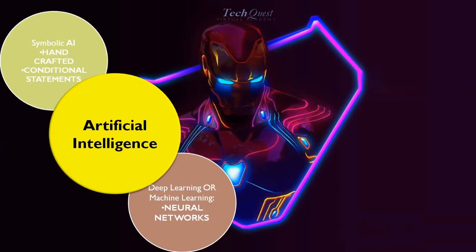But the difference between deep learning and symbolic AI is that in symbolic AI, because we create our own rules according to our own requirements, the coding process is a little bit longer than deep learning or machine learning. In machine learning we use pre-built neural networks, which are like pre-built code of 3 to 5 lines, but in symbolic AI we make our own rules by using conditional statements.